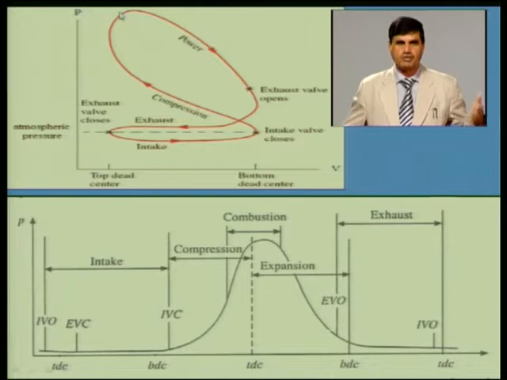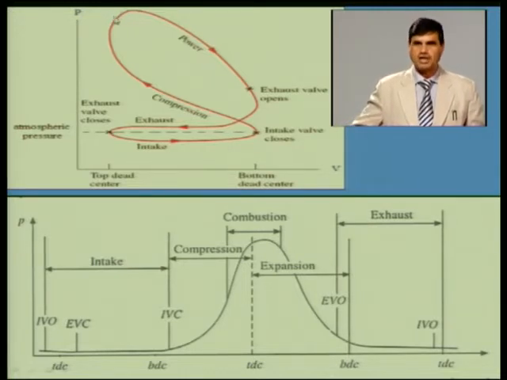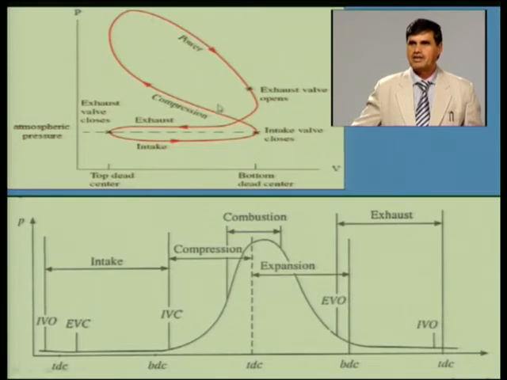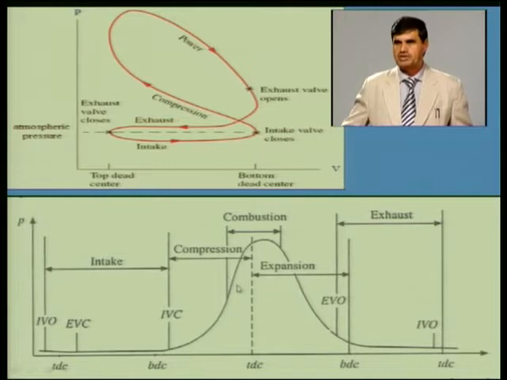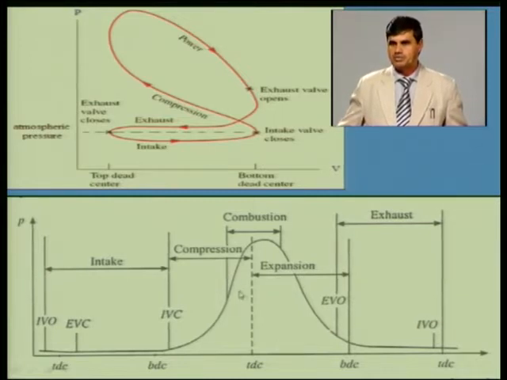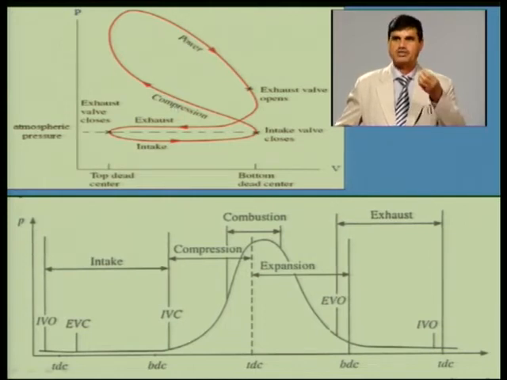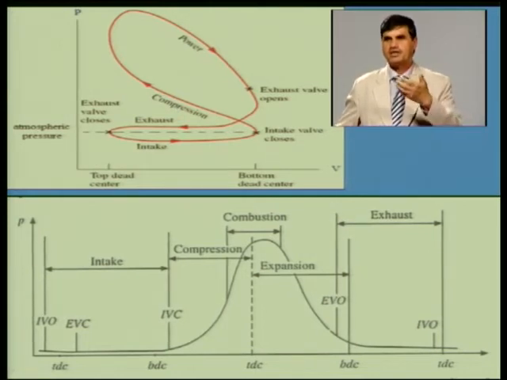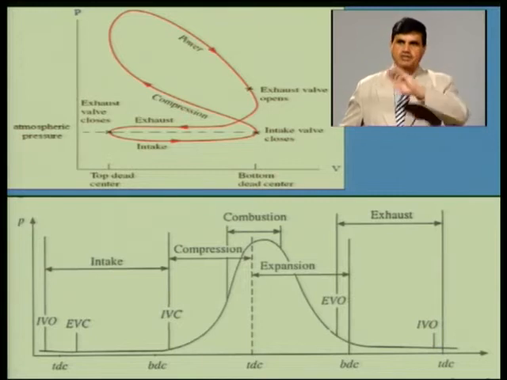This will be more if compression ratios are higher. If compression ratios are higher, the pressure will be much more, and if pressures are higher, the area of this diagram will be more. So the conversion of this P theta diagram into a PV diagram is also very important, and a small computer program can be written which converts this P theta diagram into a PV diagram while we are analyzing or doing some research.